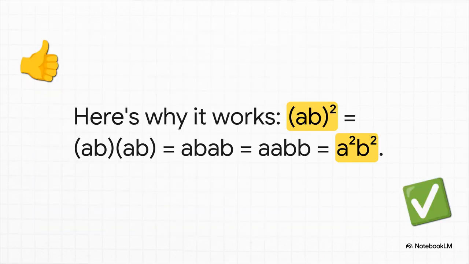And you know what? We can prove it really easily just by expanding it out. So if you've got (ab) squared, that's just ab times another ab. And since with multiplication the order doesn't matter, we can just rearrange the letters to be a times a times b times b, which, of course, is just a squared times b squared. See, the logic is perfect.